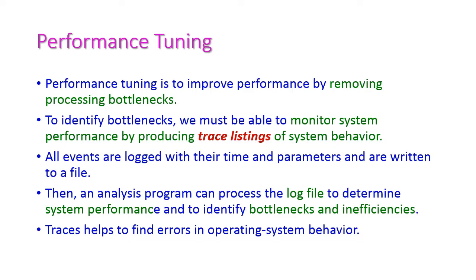The next process of debugging is performance tuning. As we already saw, performance tuning is improving the performance by removing bottlenecks in the processing, right? To identify the bottlenecks, we have to monitor the system performance by producing a trace listing of the system behavior. That is how the system behaved, everything will be listed in the trace listing, and all events are logged. For every event we have to record the time of the event and its parameters. Everything will be written to a file, right?